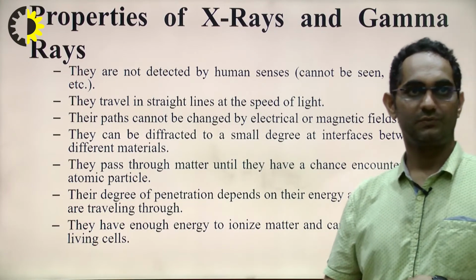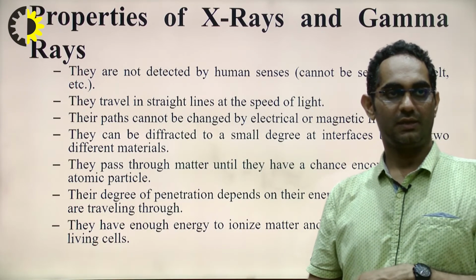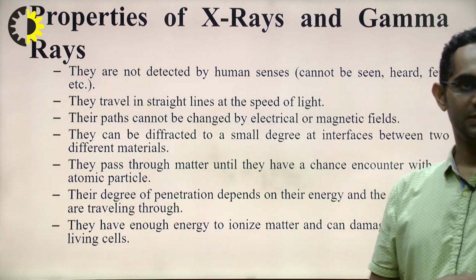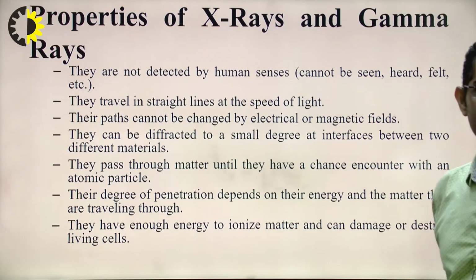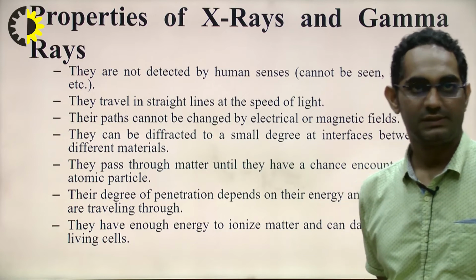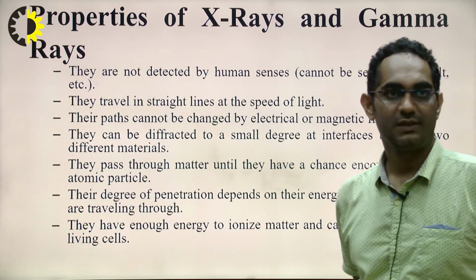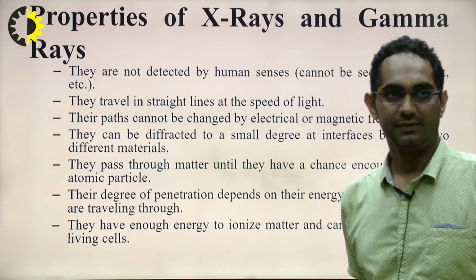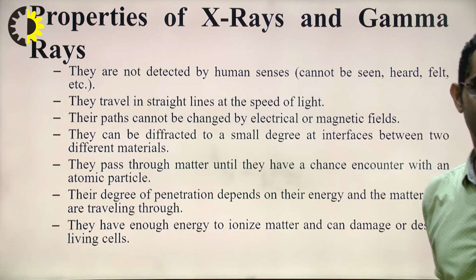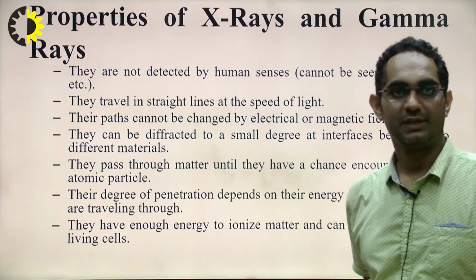Now, the properties of the X-rays and the gamma rays: they are not detected by the human senses. They cannot be seen, heard, felt, and so on. They travel in straight lines at the speed of light, and their paths cannot be changed by electrical or magnetic fields.